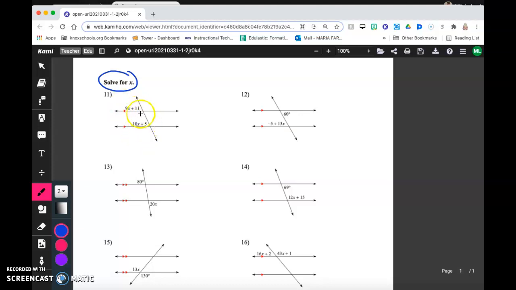So we can use that to set up our equation. If they're going to measure the same thing, that means we can set up our equation as 9x + 11 = 10x + 5. Once you have your equation set up, you're using those multi-step equation steps that we still have on the board at front to help you solve for x here.